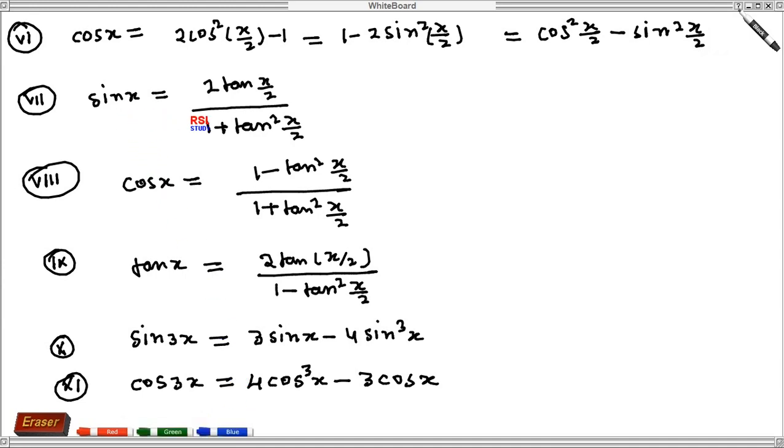So sin x is 2 tan(x/2) over 1 plus tan squared(x/2), and cos x is 1 minus tan squared(x/2) over 1 plus tan squared(x/2). If there is a cos 2x, then you will write 1 minus tan squared x over 1 plus tan squared x. Note, don't get confused with tan(pi/4).